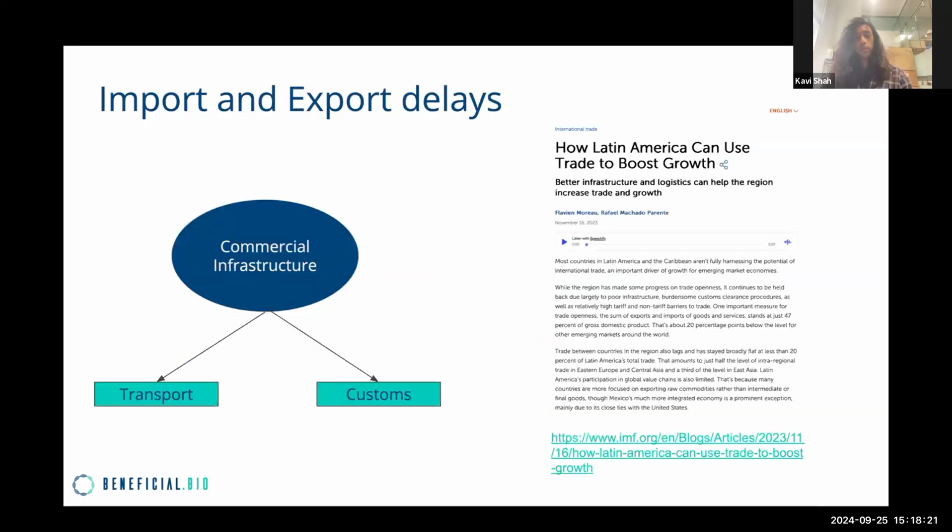To start off with, import and export delays. One of the main factors contributing to this is the commercial infrastructure in South America. The IMF released a blog post recently identifying this as one of the main ways to boost trade in South America. So it's not just an issue for biotechnology and biomanufacturing.